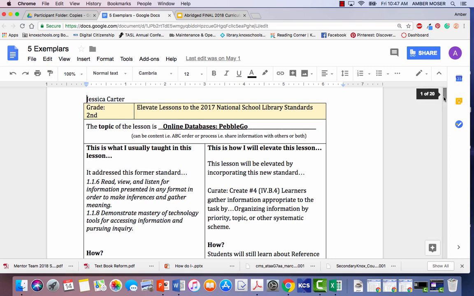Now, we think about why would we need to do that? Why would we need to provide students an opportunity to gather information and organize it by priority, topic, or other systematic scheme?